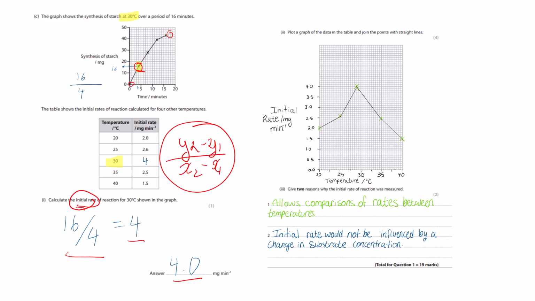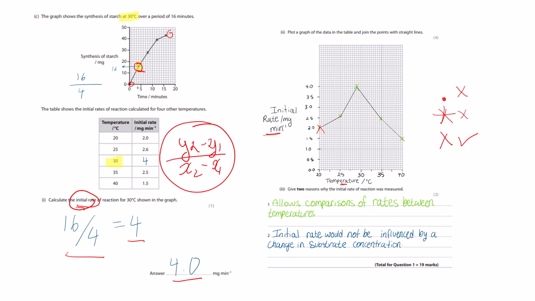Plot a graph of the data in the table and join the points with straight lines. Okay, obviously your points over here are going to be in x's. Do not do a dot and do not make a star. Just do a simple x. And then draw your straight lines with pencil. Your titles are going to be in pen, and also make sure to cover more than 50% of the graph.